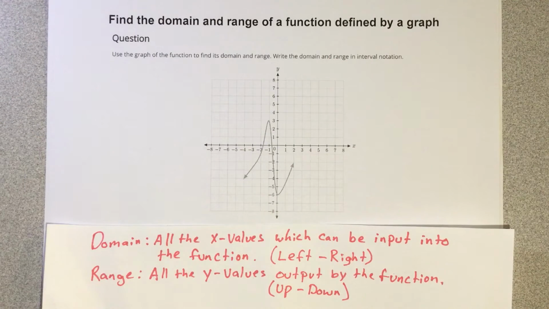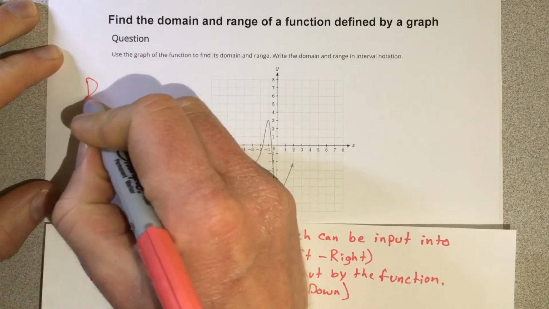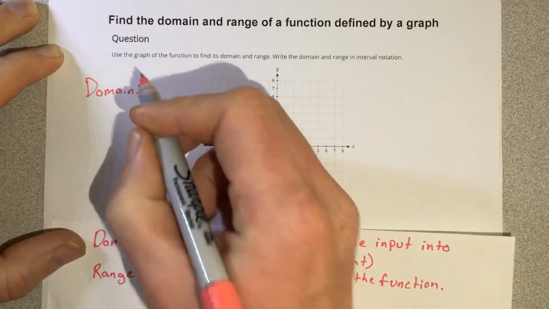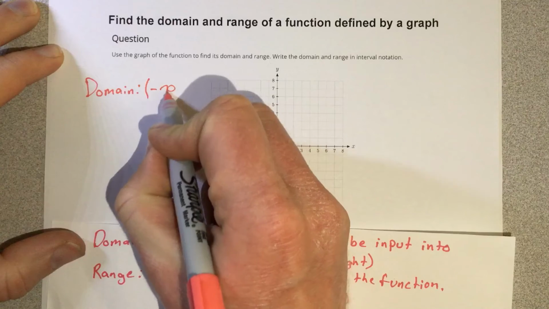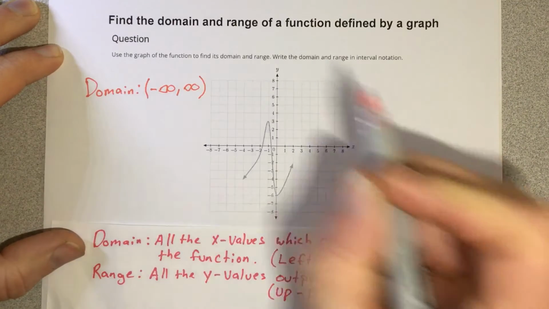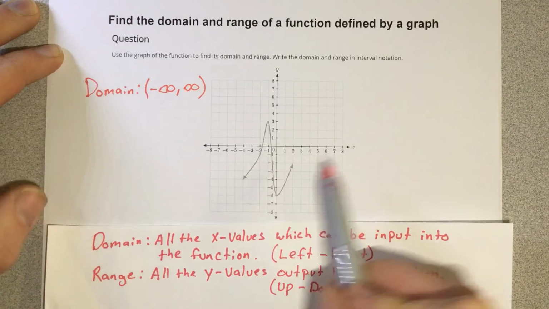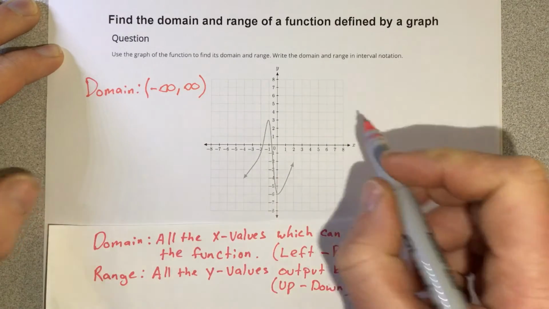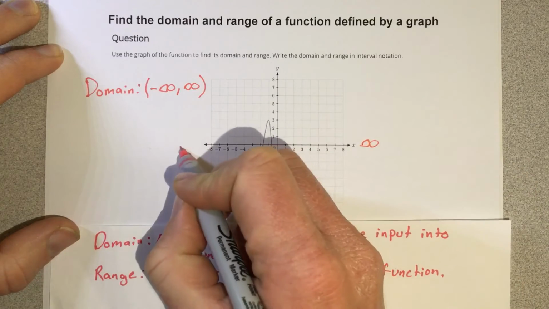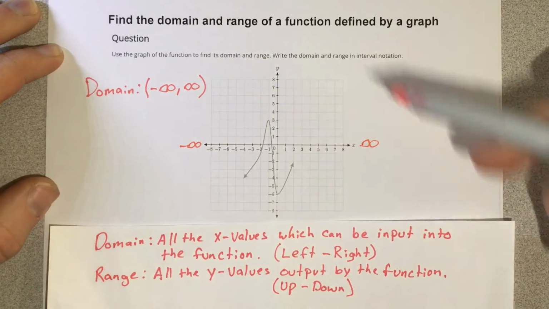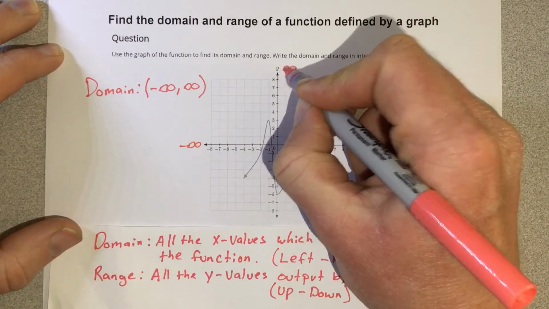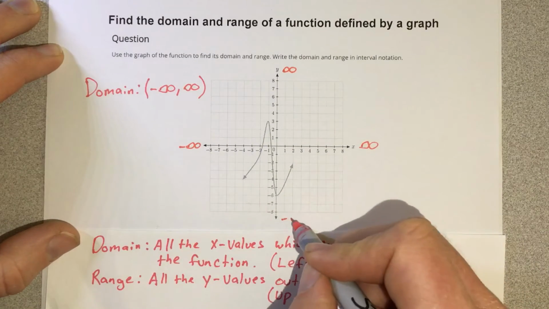So my domain for this function is going to be negative infinity to infinity, because this function will stretch out eventually all the way out in the x direction to the right and to the left, which would be infinity and negative infinity. And it's also going to stretch out vertically to infinity and negative infinity.